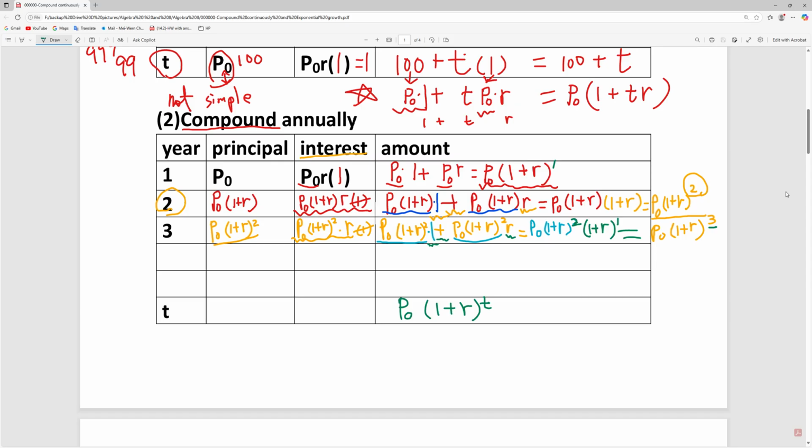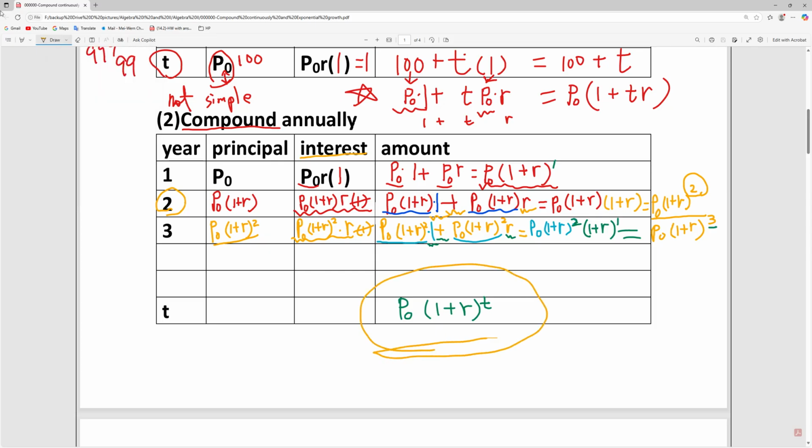Okay, now I would like you to pay attention to the new formula. That's a very important formula. And we are going to base on this very important formula to develop a formula for not compound annually. Compound annually means you compound one time in 1 year. Okay, how about if you compound more times? So we say compound 4 times in 1 year.